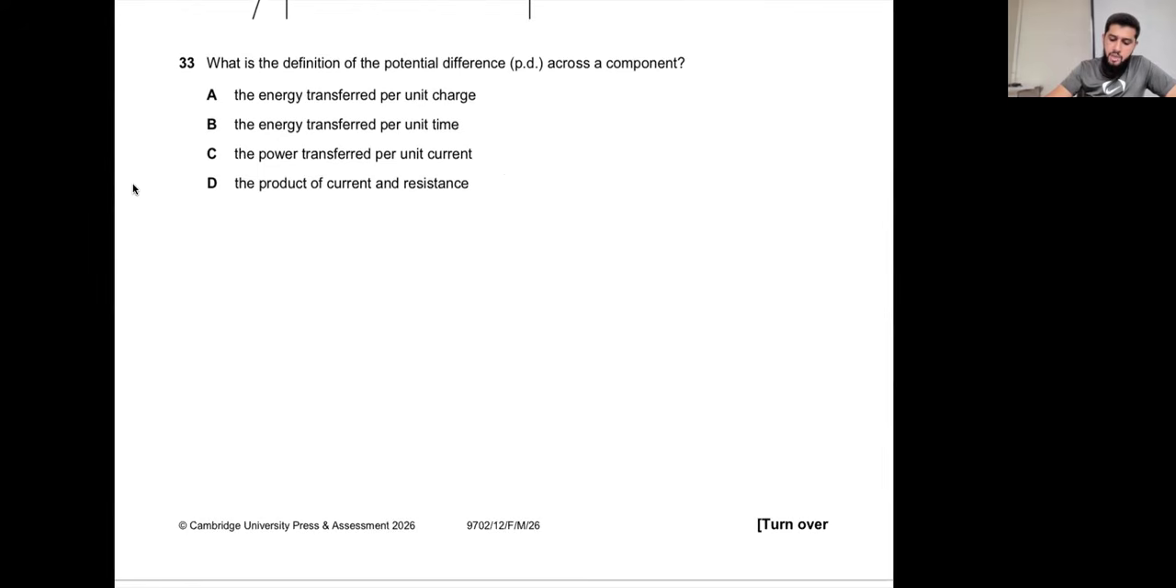What is the definition of potential difference across a component? The energy transferred per unit charge. This is right. Energy transferred per unit time, that is power. The power transferred per unit current, that is voltage, the potential difference. Power upon current, power is equal to VI. The product of current and resistance is also potential difference or voltage.